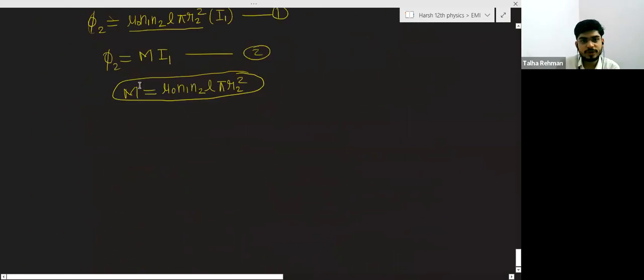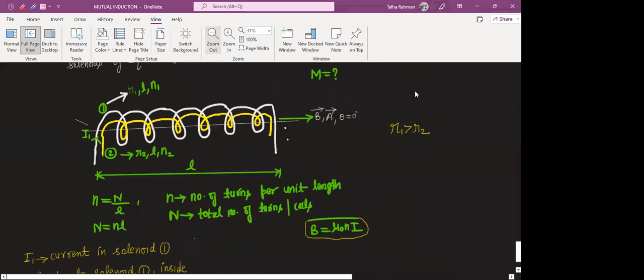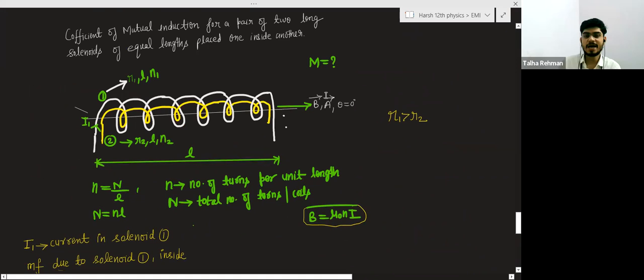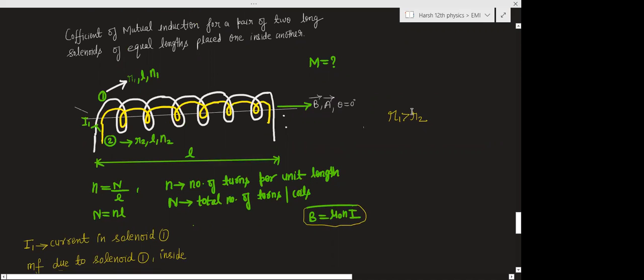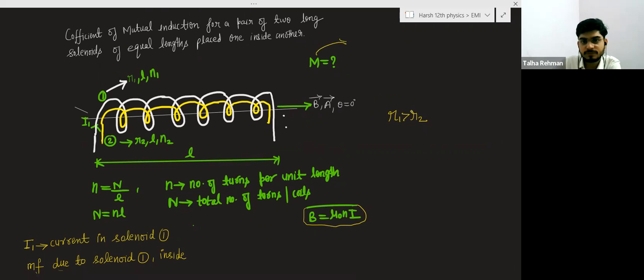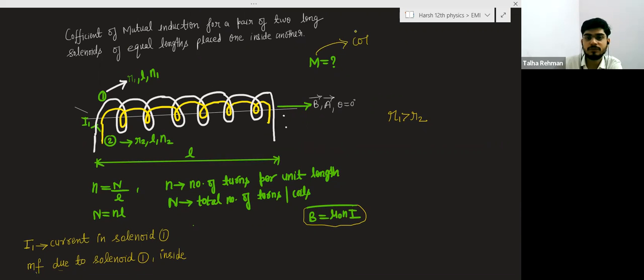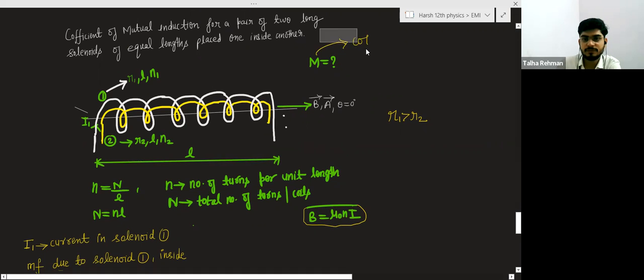Okay, so now you can note this down. I have written here also that the angle between the magnetic field and area vector is 0, and M is the coefficient of mutual induction.